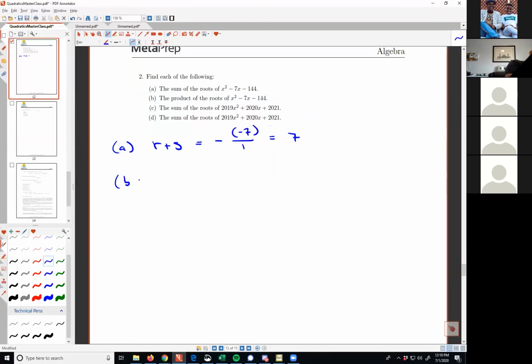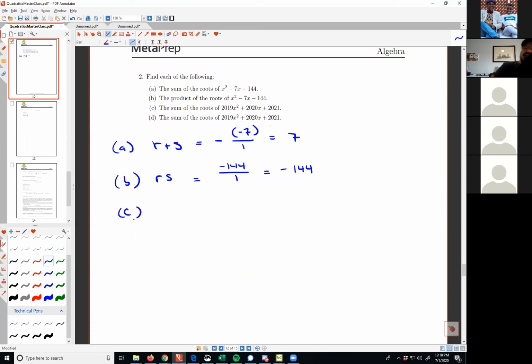Okay, what about part B? What is the product of the roots? Since it's c over a. 144. Yeah, 144. -144. C over A. Yeah. Sorry.